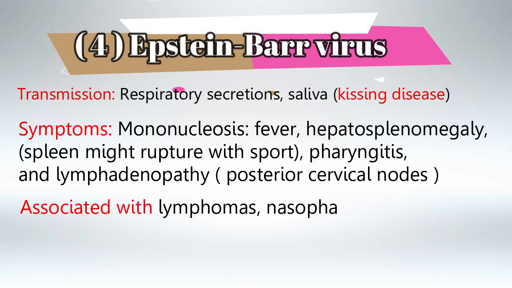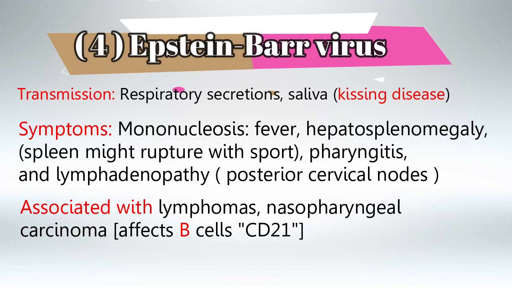Epstein-Barr virus infects B cells, so remember that Barr starts with B and B cells start with B as well. And this increases the chance of lymphomas and nasopharyngeal carcinomas. And it's very important to know that herpes number 4 has a positive monospot test.